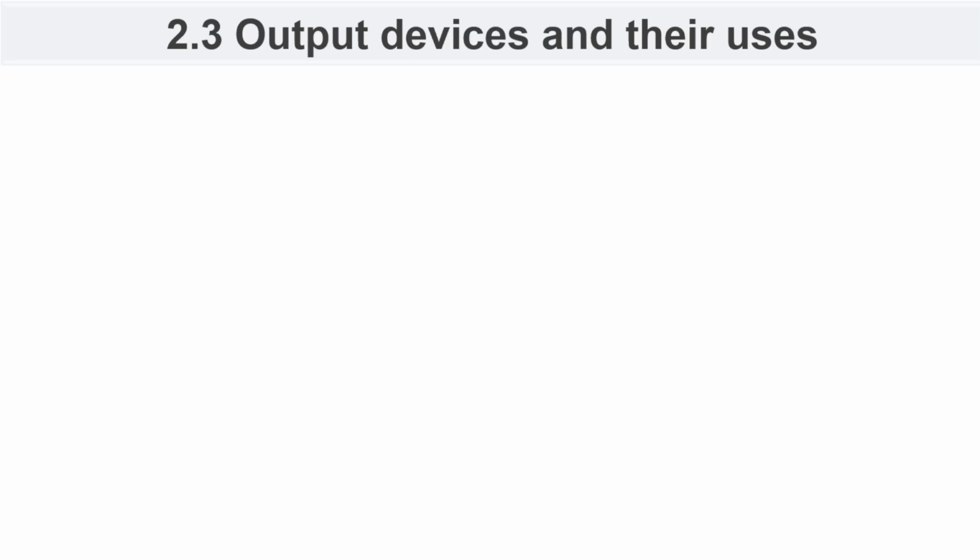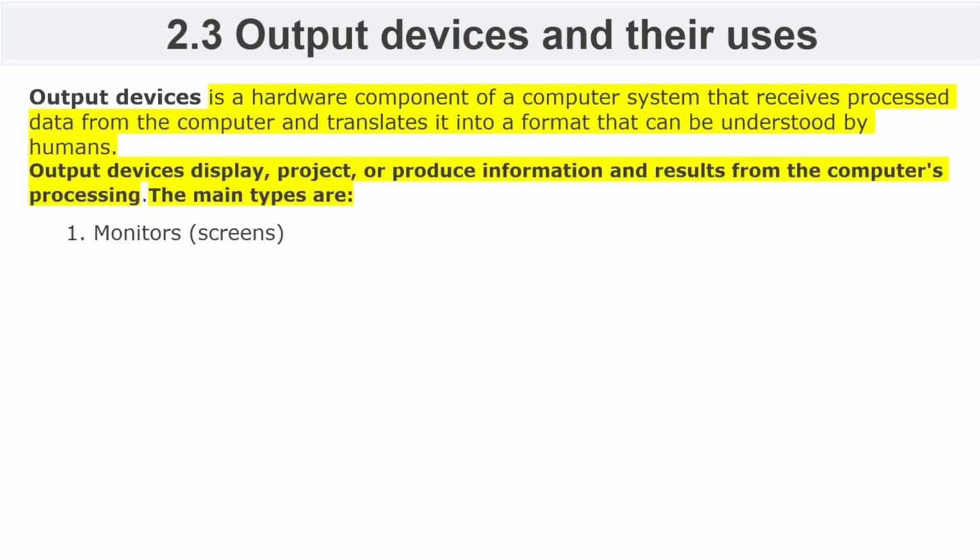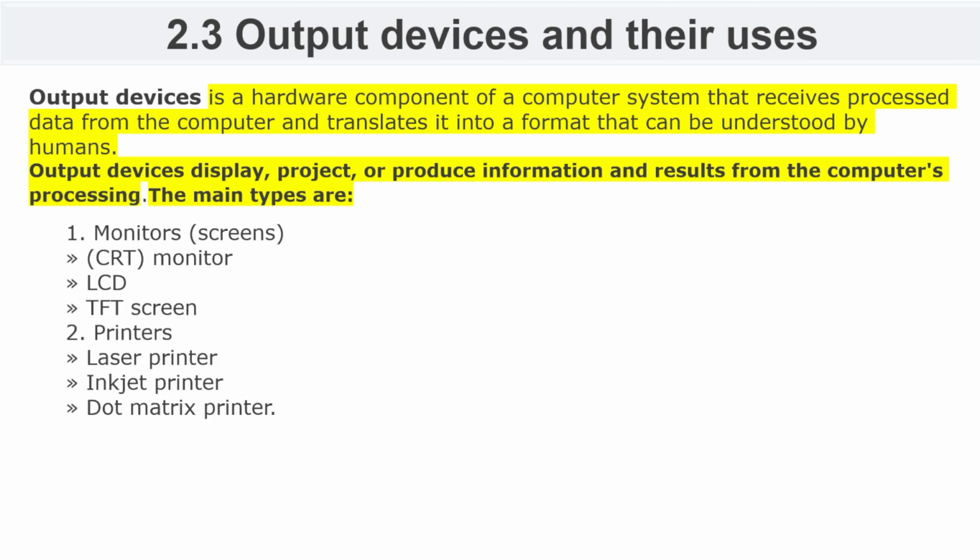So our last item for the learning intention is output devices, and we're going to look at what an output device is. Output devices are basically hardware components of a computer system that receive processed data from the computer and translate it into a form that can be understood by humans. So output devices basically take out processed data and bring them out in a way that can be understood by humans. So the types of output devices we'll be looking at are monitors.